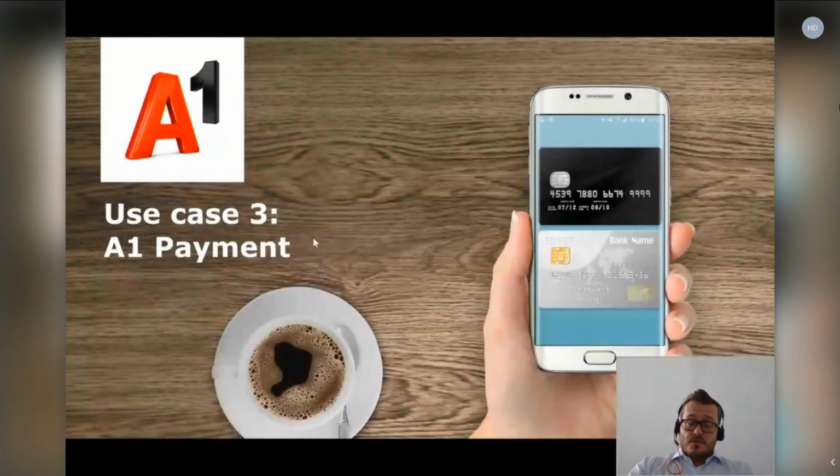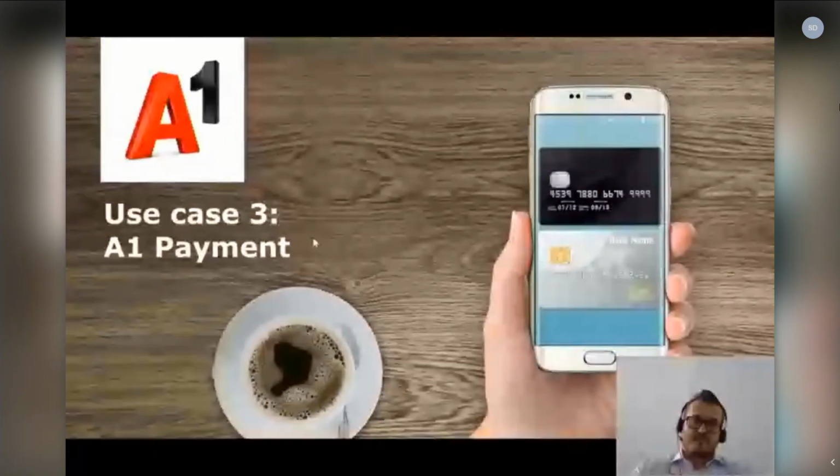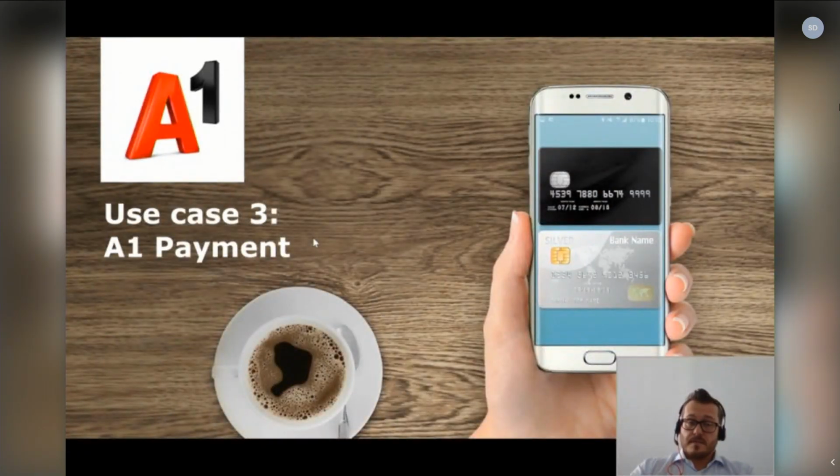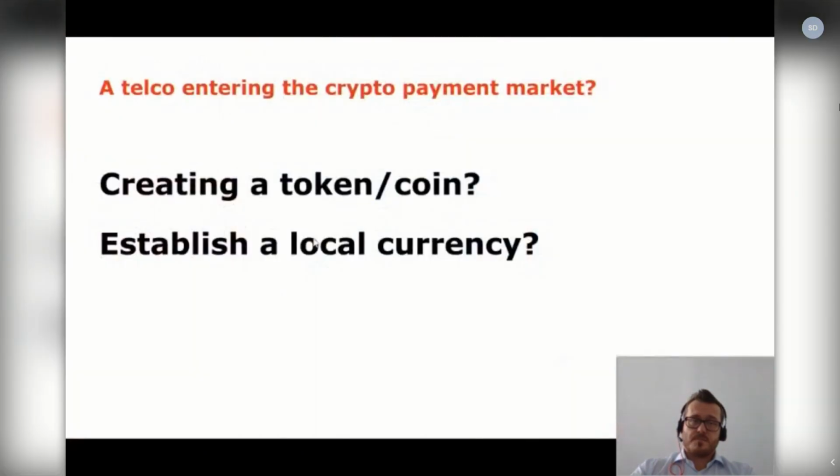The third use case that we are working on is, let's say, the most exciting one for me personally. It's about the topic of payment services, where we said, okay, a telco entering the crypto market, how should this look? Should A1 be the first to use its own coin, its own token? Should there be an Austrian coin or token powered by a telco? What was the idea behind it?